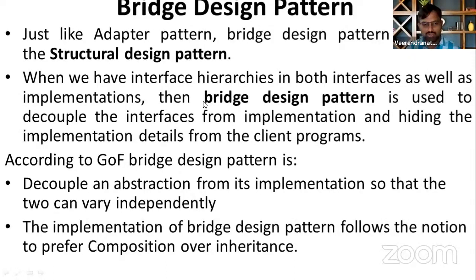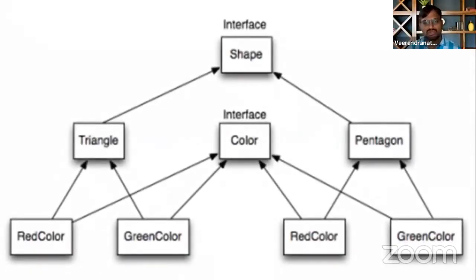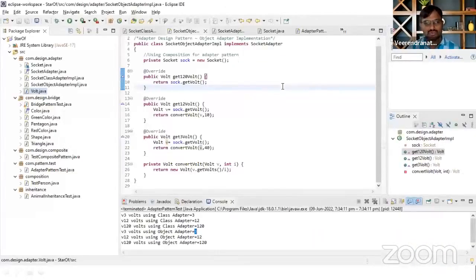According to the Group of Four, design patterns are all about the Group of 4. They say: decouple an abstraction from its implementation so that the two can vary independently. Basically, we are trying to create some interfaces and have the codes of the shapes, interfaces and the classes from them. That is the main agenda. But before going to that, let us see the codes.